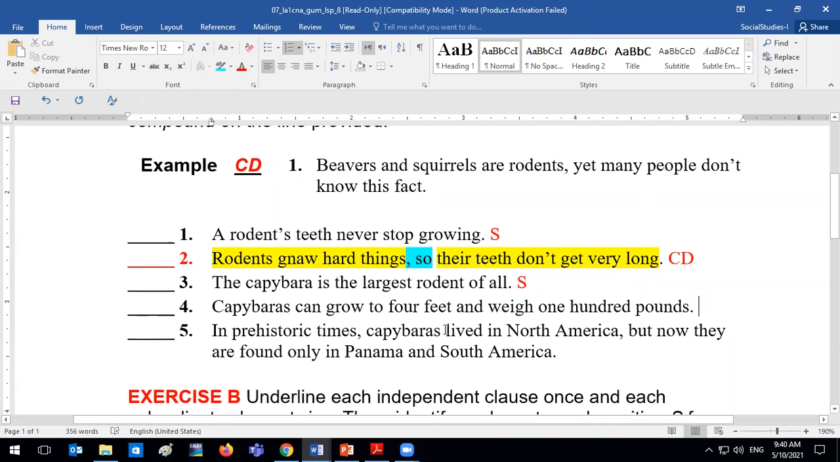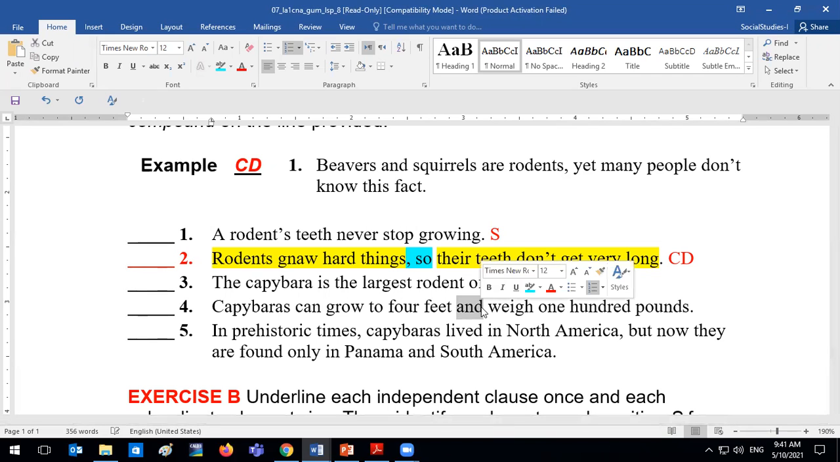Capybaras can grow to 4 feet and weigh 100 pounds. Great. This is C, D. Okay, why would you think that this is a compound sentence? Is it the word "and"? Because you saw the word "and" and you think that you might have two independent clauses.